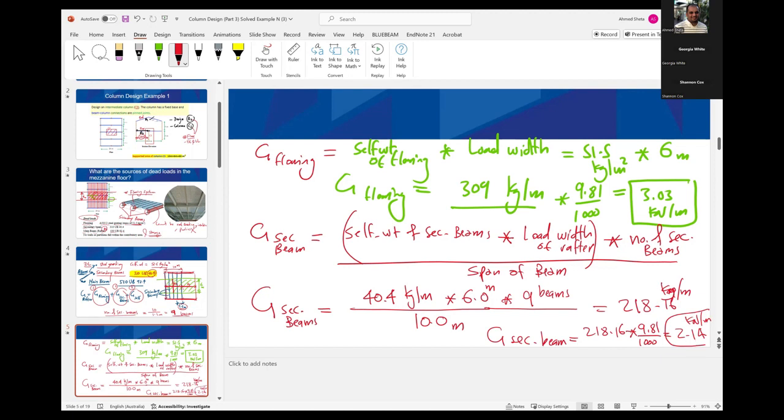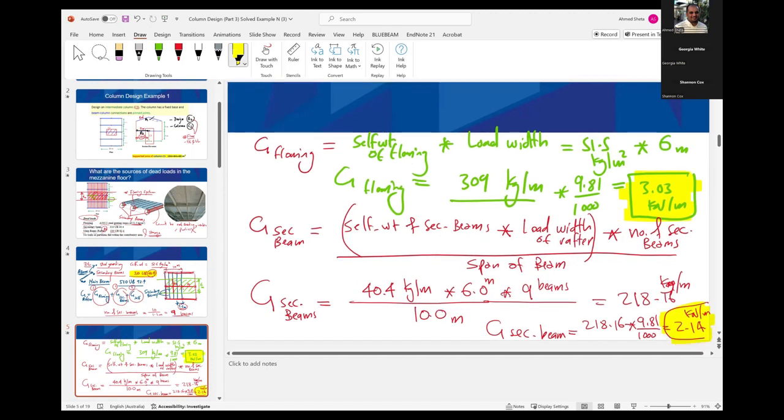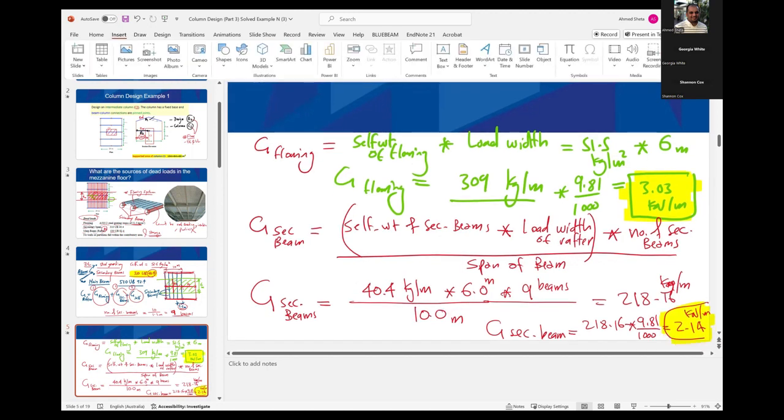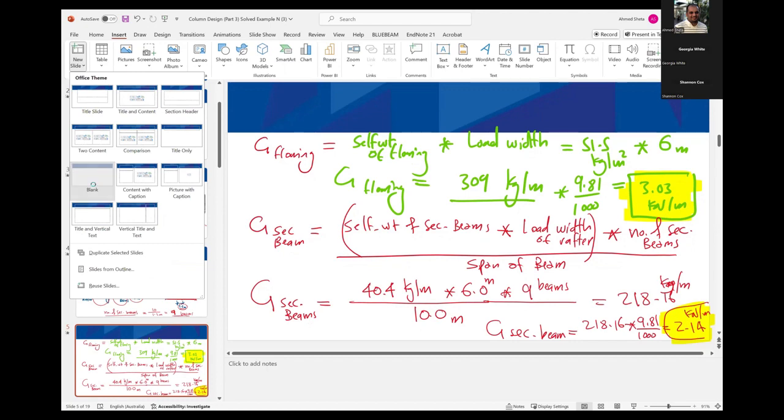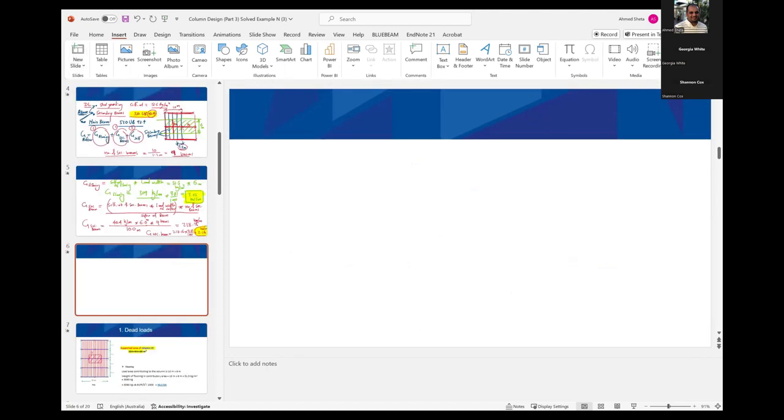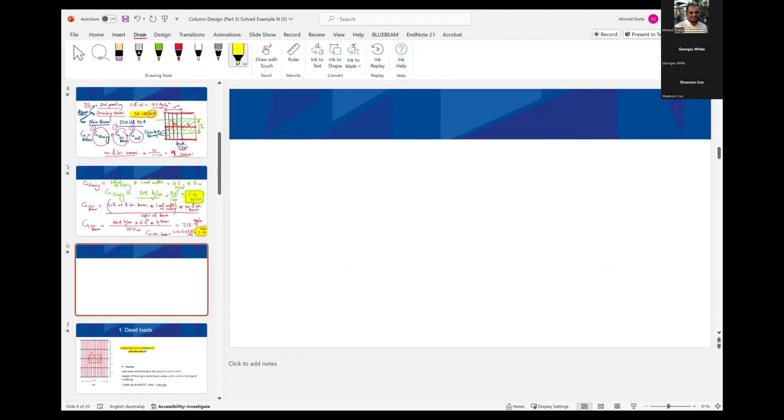Do you have any problem with the second component? So now this one is the second component. What else do we need to do? The self weight, yes. The last one is the self weight.